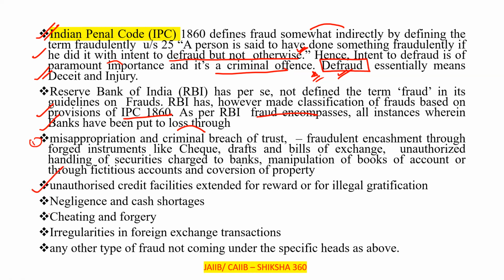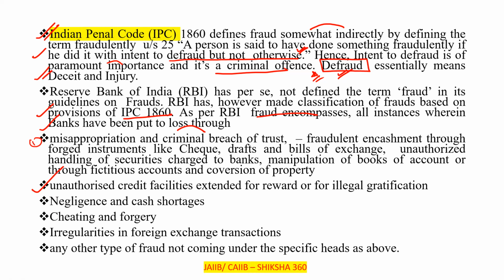Second one, unauthorized credit facilities extended for reward or for illegal gratification. Third one, negligence and cash shortages.